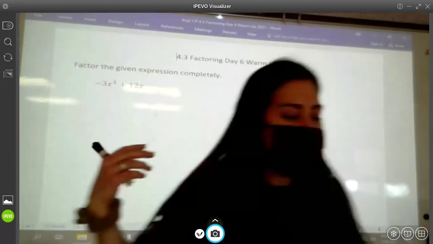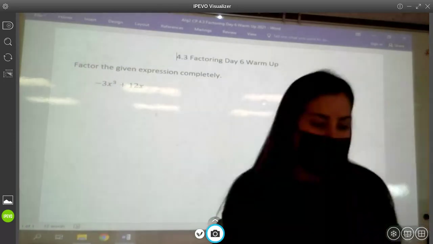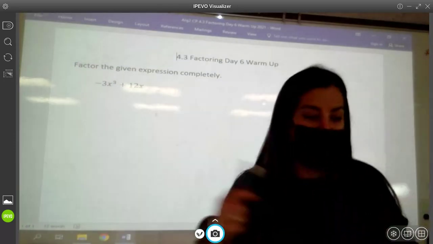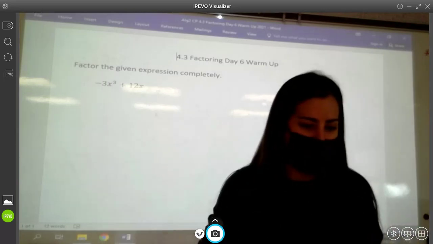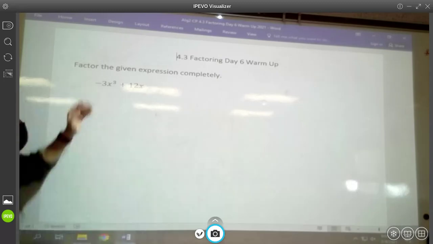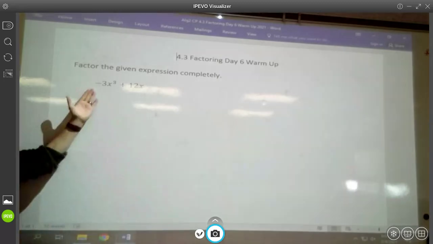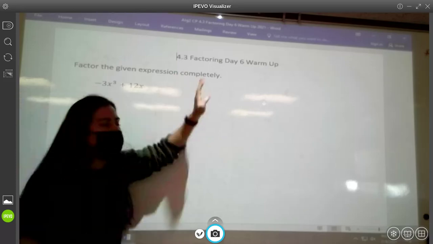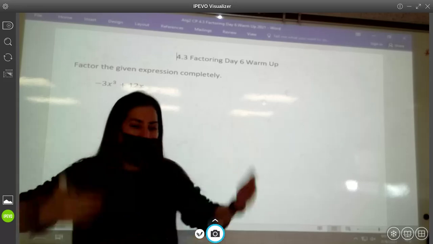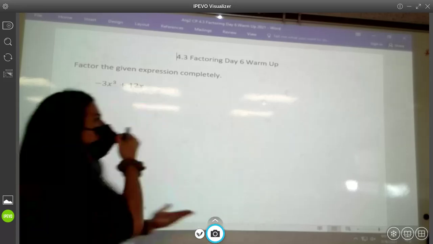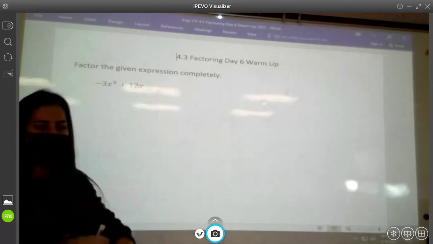So I did give you guys a warm-up question to try, because the difference of two squares and GCFs are going to play a huge role in today's factoring. I just wanted to give you this problem to remind you of a few things. Number one, if you were asked to factor this expression completely, it means that none of your ending factors have any common factors in them. So we would look for a GCF first, because we always look for a GCF first.